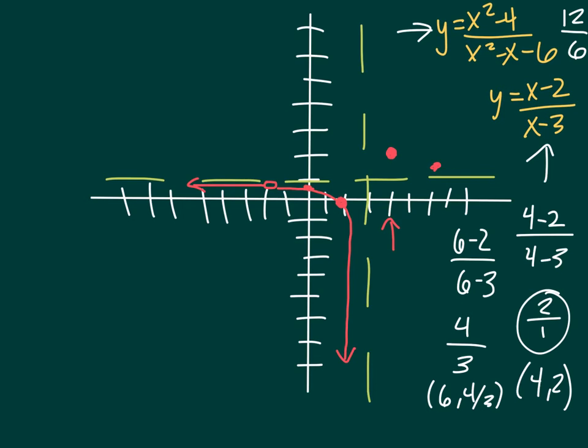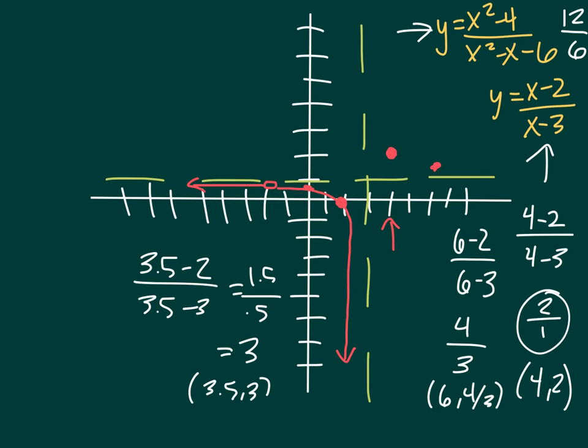Just to be absolutely sure, I could plug in a point in between 4 and the vertical asymptote. I don't know that you would necessarily need to do that, but let's say I plug in 3.5. 3.5 minus 2 divided by 3.5 minus 3. 1.5 divided by 0.5. That's the same thing as saying 1.5 divided by a half, which is the same thing as saying 1.5 times 2. If you multiply the reciprocal, we get 3. So (3.5, 3) is a point. 3.5, 3 is about here. That's what we would expect it to be. That's great. Now we have a pretty accurate sketch of our picture.